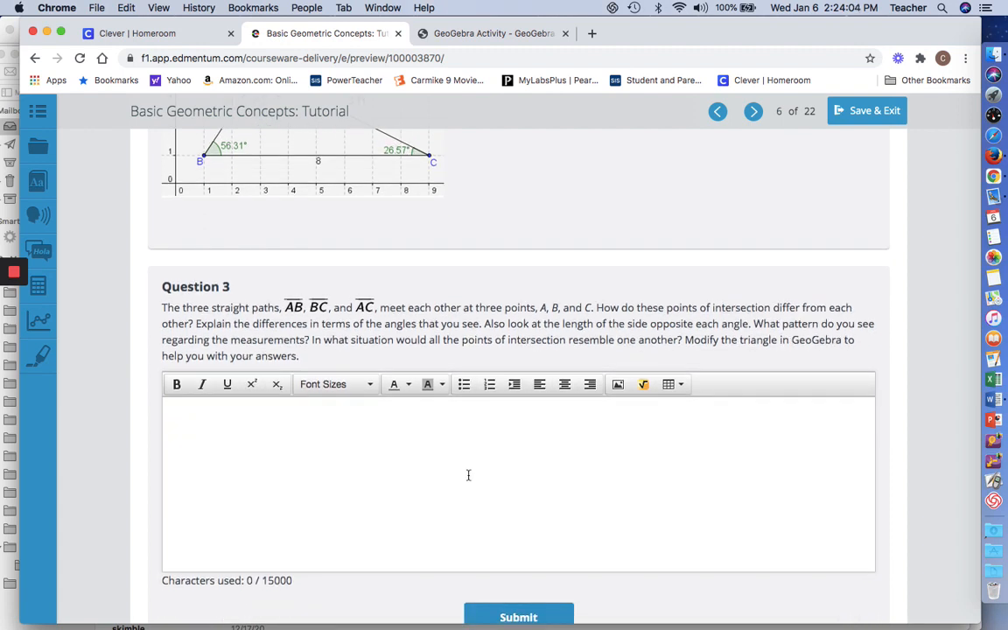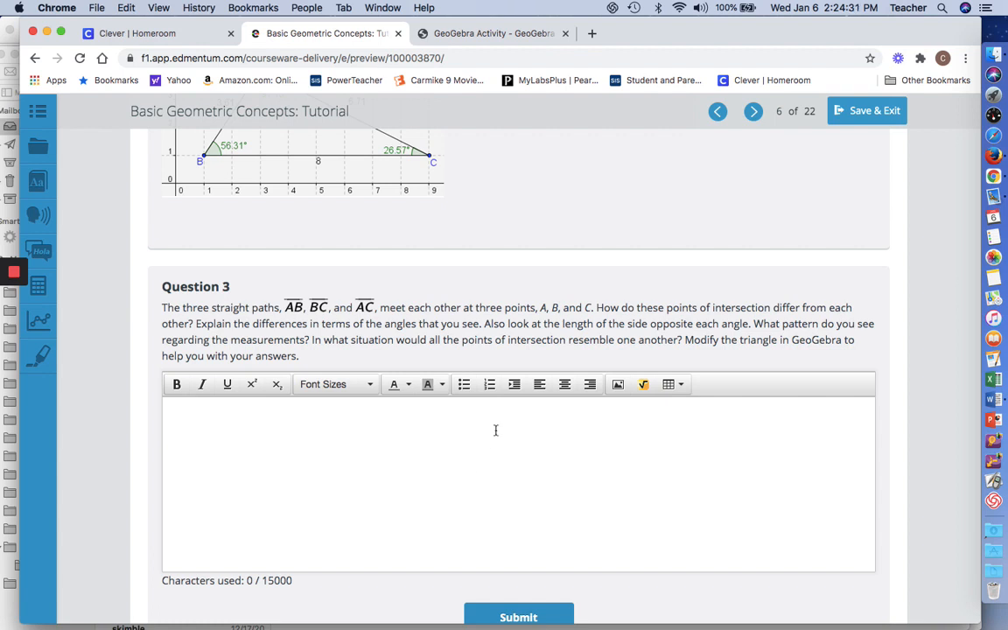Three straight paths AB, BC, AC meet each other at 3 points A, B, and C. All right, so we got a triangle. How do these points of intersection differ from each other? Explain the differences in terms of angles that you see. Also look for the length of the side opposite of each angle. What pattern do you see regarding the measurements? In what situation would all the points of intersection resemble one another? Modify the triangle in GeoGebra to help answer your question.